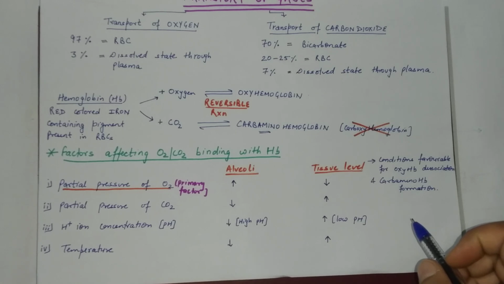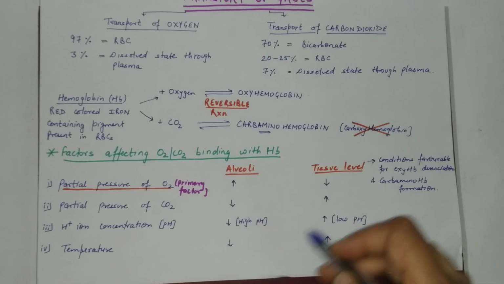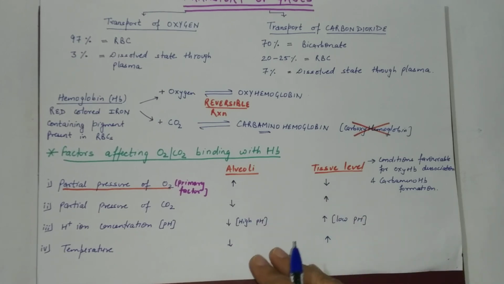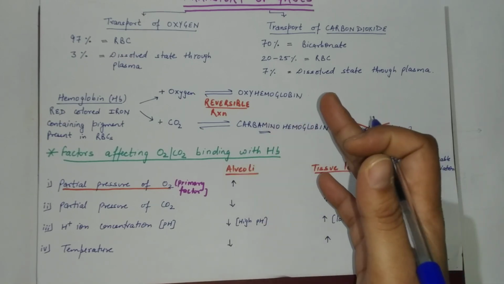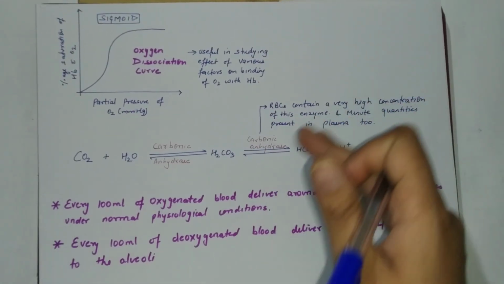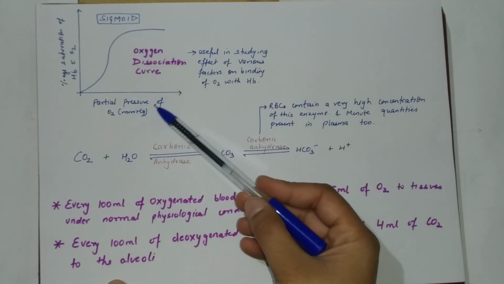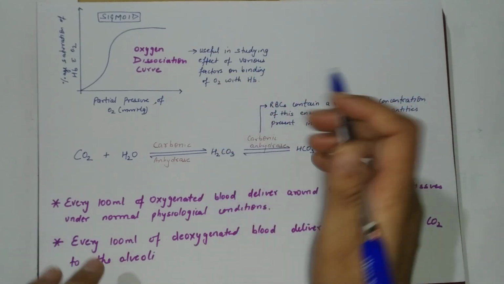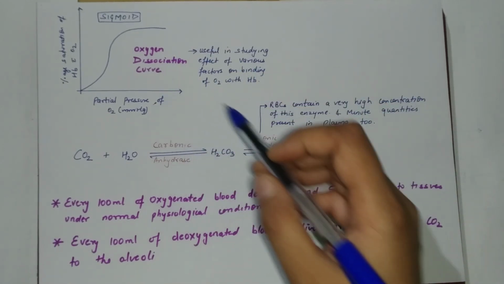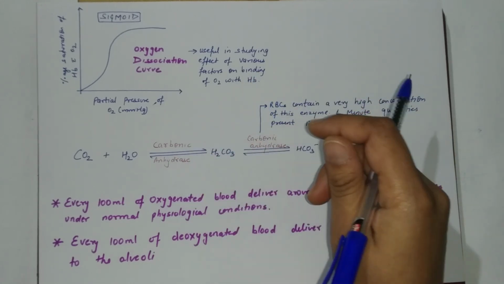Okay, is there any confusion till now? All these factors clearly demonstrate that oxygen gets bound with hemoglobin at the lung surface and dissociates at the tissue level, and vice versa is true for carbon dioxide. Moving ahead, when we plot percentage saturation of hemoglobin with oxygen against the partial pressure of oxygen, we get a sigmoid shaped curve. This curve is known as the oxygen dissociation curve. This curve is useful in studying the effect of various factors on binding of oxygen with hemoglobin.